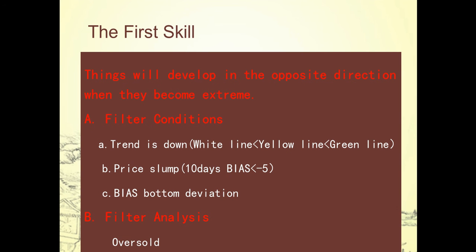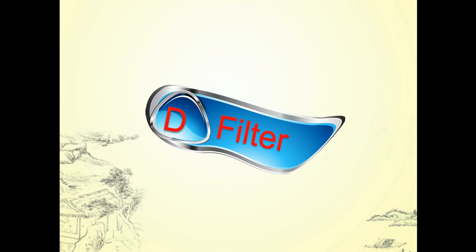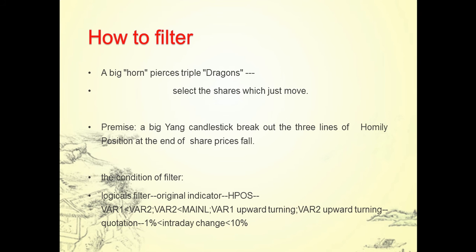Okay. So last part, I will teach you how to filter the buy harmony position, because we learned the buy and sell point. Then we should know how to filter the harmony position. How to filter? Premise: a big bearish candle breaks out the 2 lines of the harmony rainbow at the end of the price drop. So we can see the filter condition.